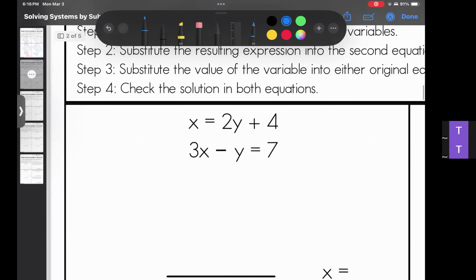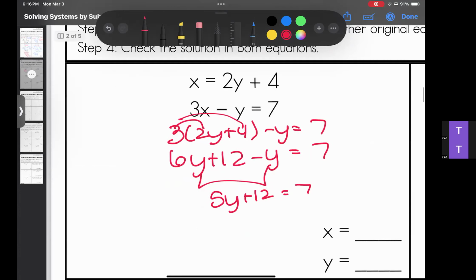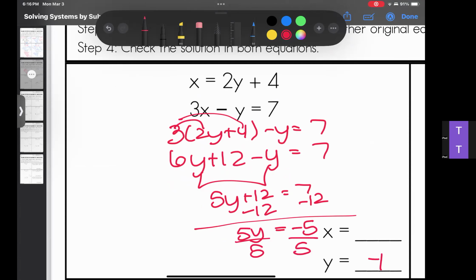Down here, we already have it in x equals form, so use it. 3 times 2y plus 4 minus y equals 7. Distribute, 6y plus 12 minus y equals 7. 6 minus 1 is 5y, plus 12 equals 7. Subtracting 12 from both sides, 7 minus 12 is negative 5. Divide both sides by 5, y is equal to negative 1.